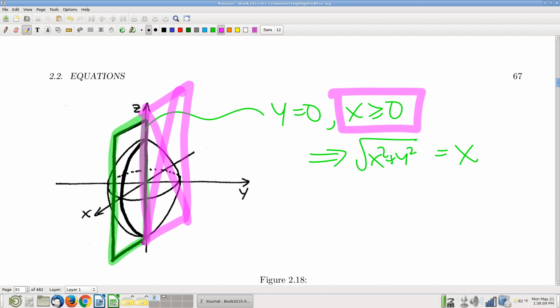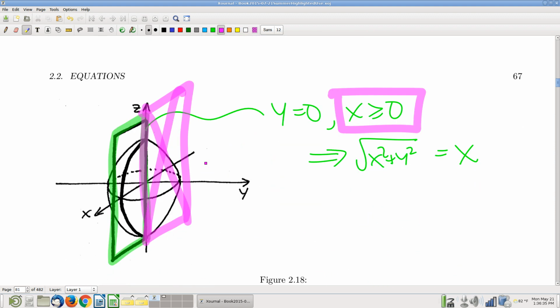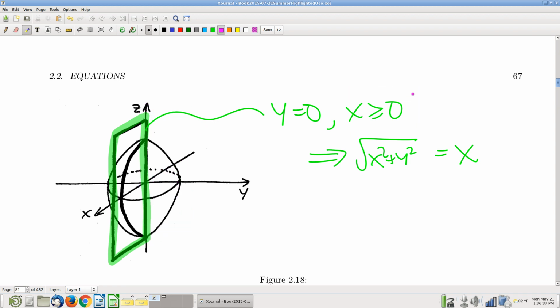That's all you need anyway. All you need is a half plane and then make your rotation argument. So the square root of x squared plus y squared is x. That means all of this right here just turns into x, thus giving me x plus z squared minus 1 equals 0. That's a parabola. It's an easy parabola. It's a parabola like that in the xz plane.